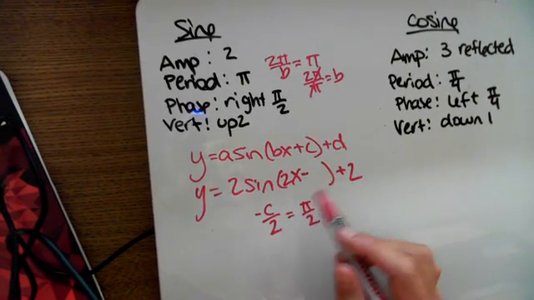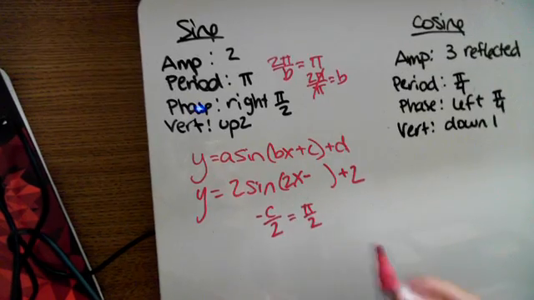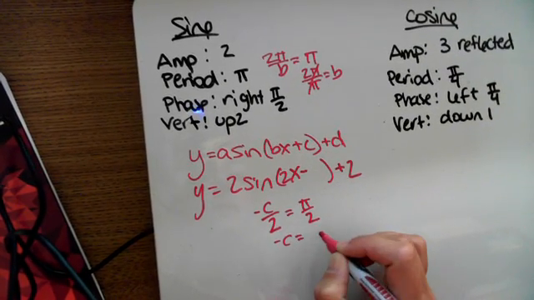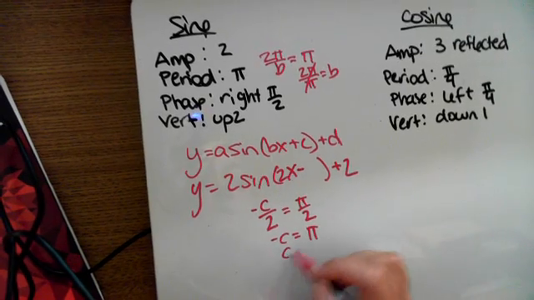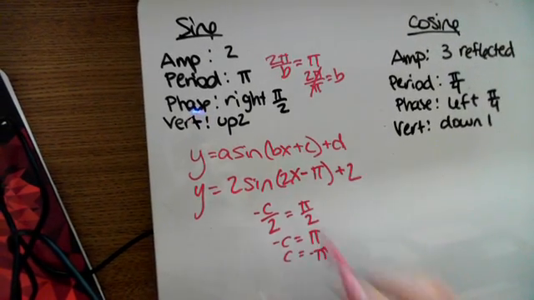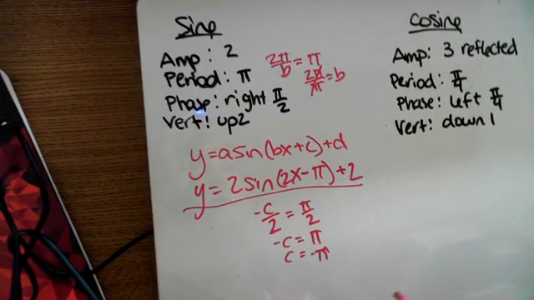Then if we solve it, because it's a right, I'm going to put in positive pi over 2. Solve it for c, so we'd multiply by 2. That tells me negative c is pi, or c is negative pi. So when I plug that in, I've already got my negative sign. This would be your equation.